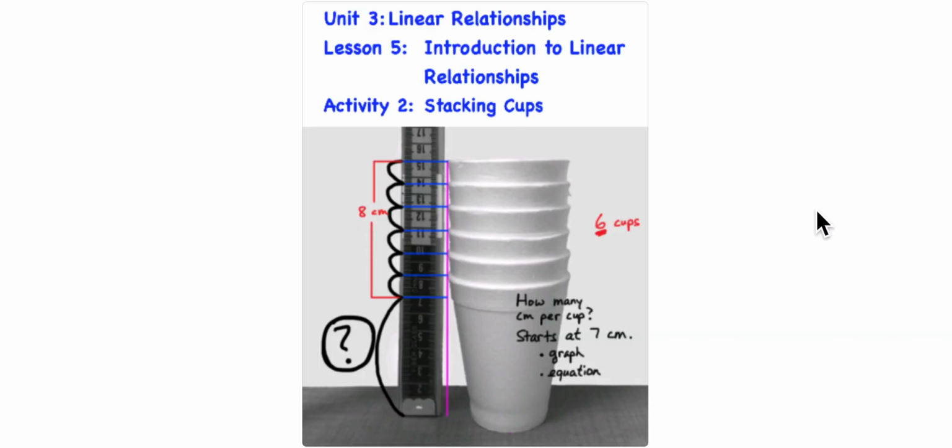So you've seen an activity like this before. This is Unit 3, Linear Relationships, Lesson 5, Introduction to Linear Relationships, and Activity 2, Stacking Cups. So you saw this before, and in this case, this lip was 1 1/3 centimeters, and each cup added a height of 1 1/3 centimeters. So that turns out to be the slope, or the rate of change. So how much does the height change for each cup that's added? In this case, it's 1 1/3 centimeters.